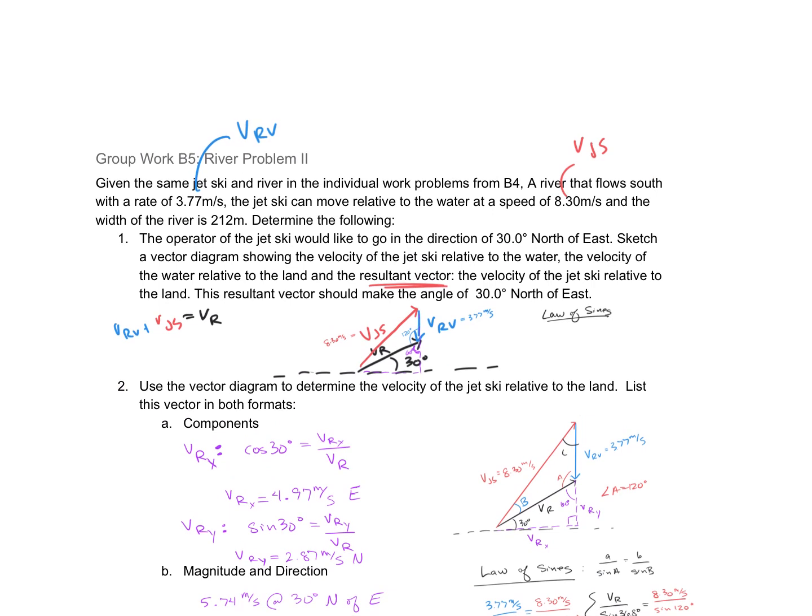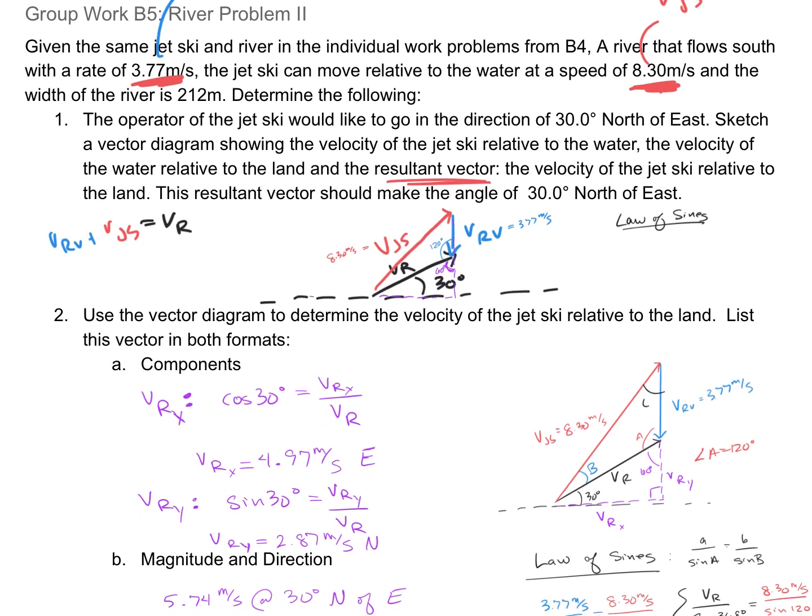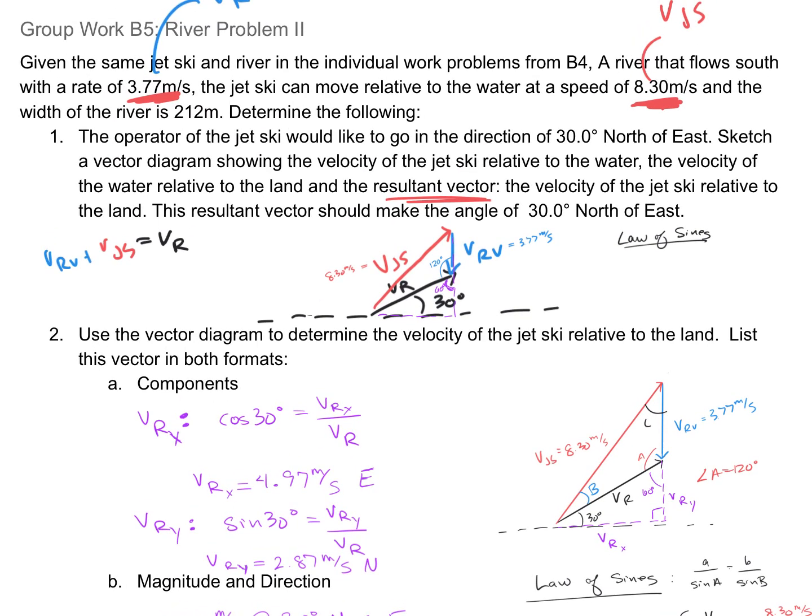So these are the same values that we used in the previous river problem. The jet ski relative to the speed of the water is still 8.30 meters per second, and the velocity of the river is still 3.77 meters per second. And so the first question asks you to draw the vectors that would add up to produce the resultant vector. So you need a vector for the jet ski and the river to produce the resultant vector. So this plus this would have to produce the resultant.